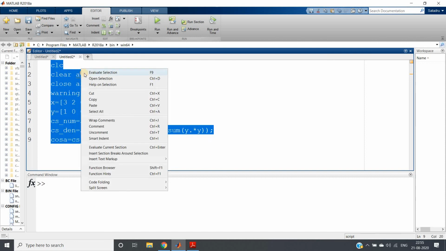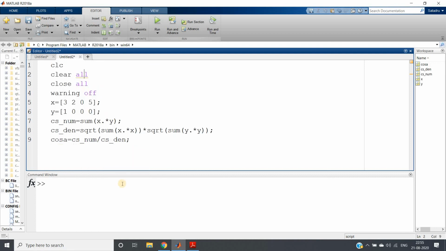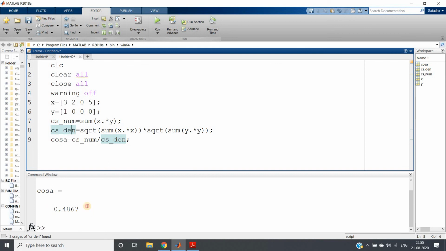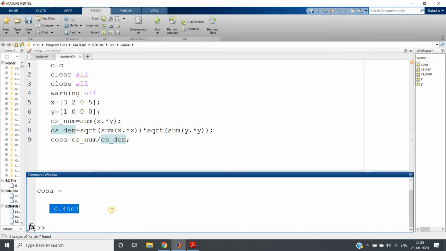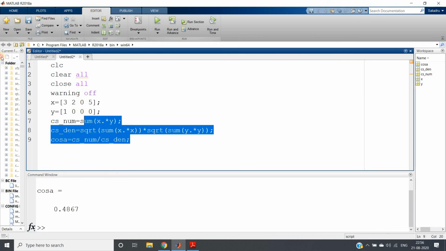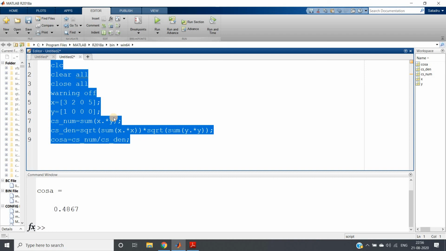So Control A, select all and perform evaluate selection, and if you just check the cosine similarity factor for our dataset, you will be getting 0.4867, right? So this is our cosine similarity calculation in MATLAB without using any built-in function, just using the mathematical formula, which we have simply put in terms of code.